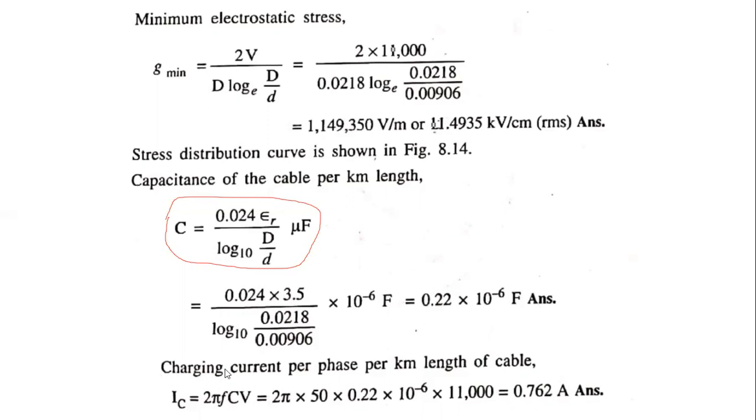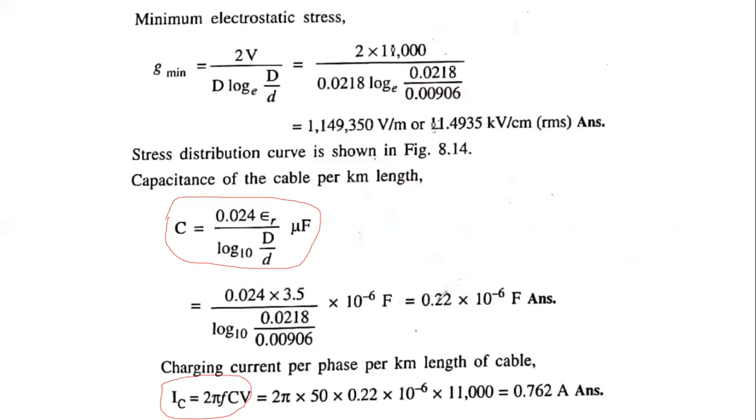Next we calculate the charging current, that is IC. Therefore IC is equal to 2 pi f CV, where f is the supply frequency, C is the capacitance and V is the voltage. Therefore 2 pi into f, the frequency, that is 50 hertz, into C.